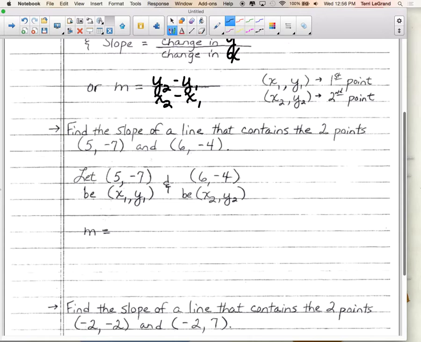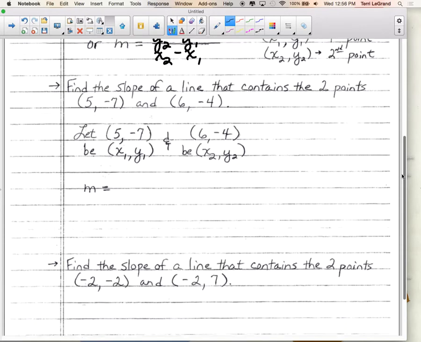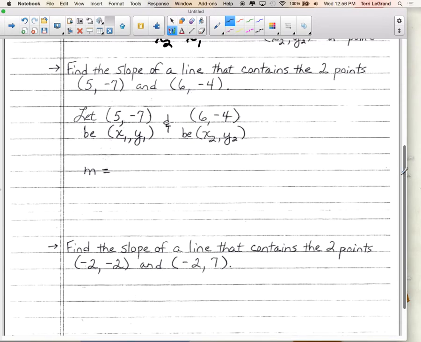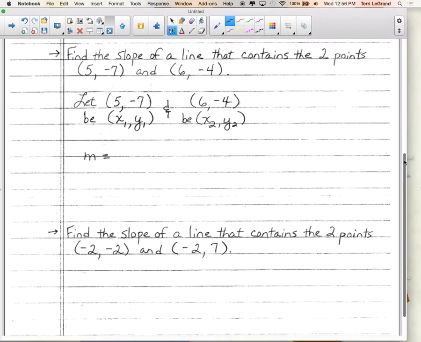Okay, so finding the slope of a line that contains these 2 points. 5, negative 7 is the first ordered pair. The other ordered pair is 6, negative 4. I'm saying let's let 5, negative 7 be our x sub 1, y sub 1. In other words, it's one of our points. And the other one, 6, negative 4, is going to be our second point, x sub 2, y sub 2. So if we put it into the formula just the way the formula reads, how would we substitute in? What would we put?